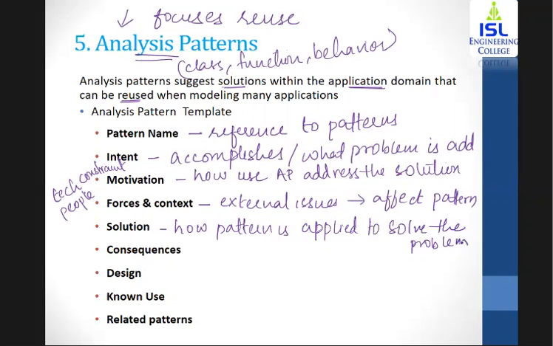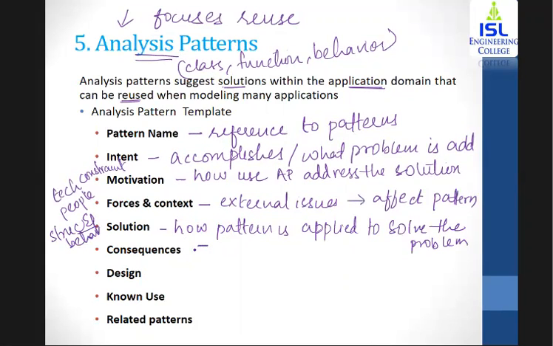That is your solution. Now, when you're giving the solution, how you're applying the solution, this also focuses upon all the structural and behavioral details.